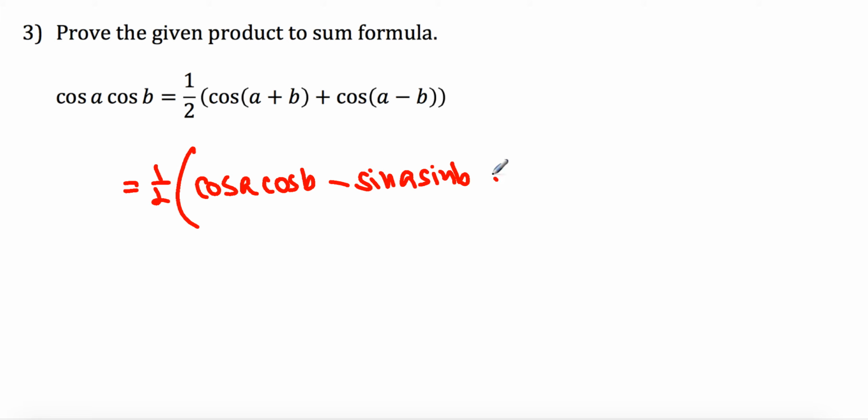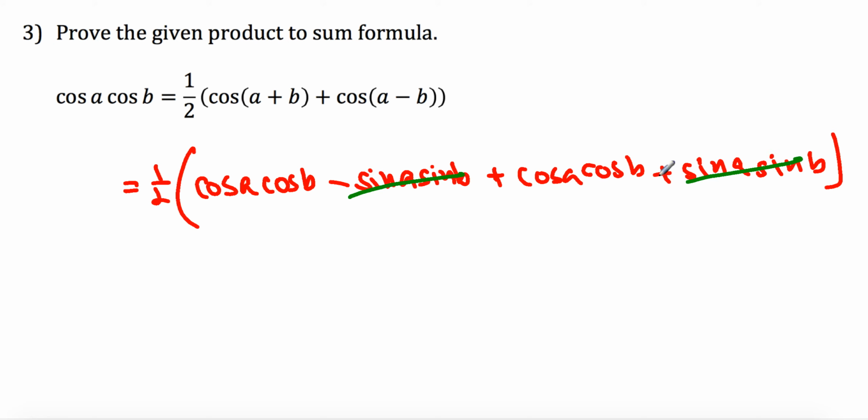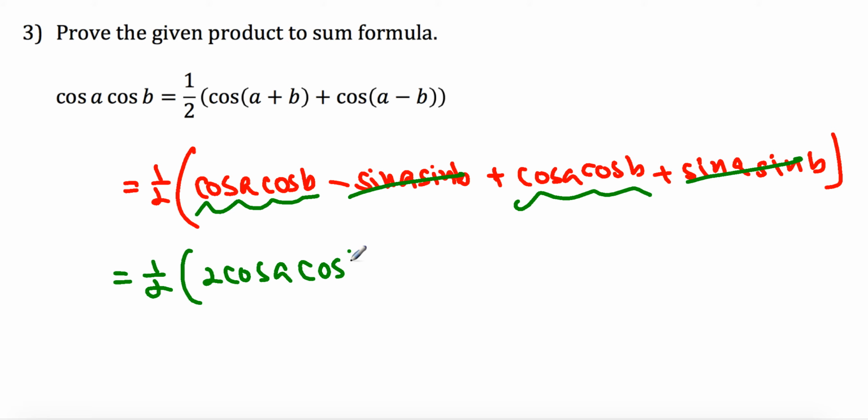Now the difference of the angle becomes plus cosine of A cosine of B, and then plus sine of A sine of B. You can easily see that these two cancel out because of positive and negative. When you combine this term and this term, we get 2 times cosine of A cosine of B. And 1/2 and 2 cancel each other out. We are left with cosine of A times cosine of B, and that's exactly what we wanted to prove.